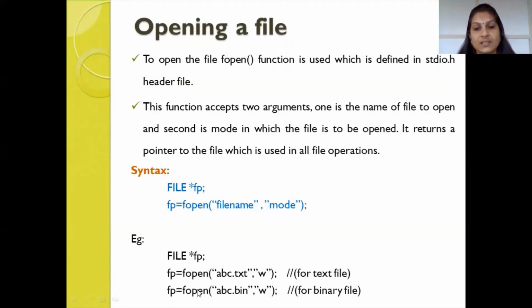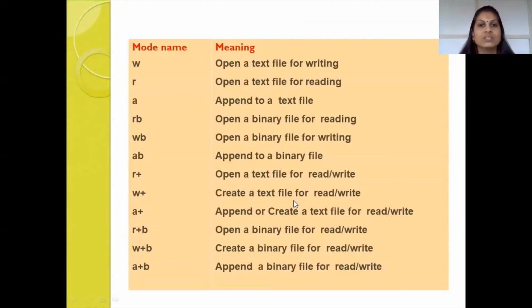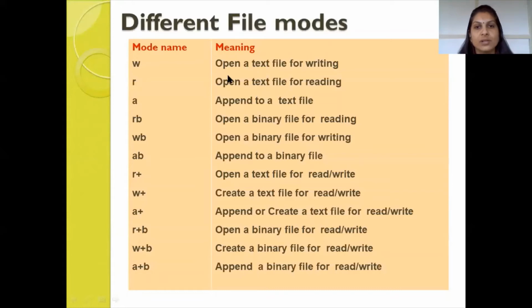Now let us understand the modes in detail. The second argument is the file mode. This is the chart for file modes. The first is w. W stands for open a text file for writing. R stands for open a text file for reading. A stands for append to a text file.